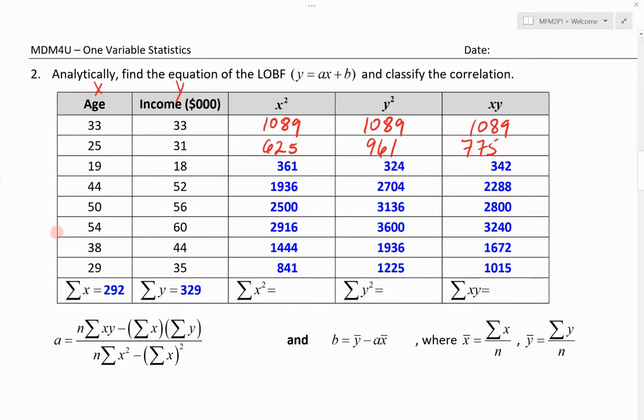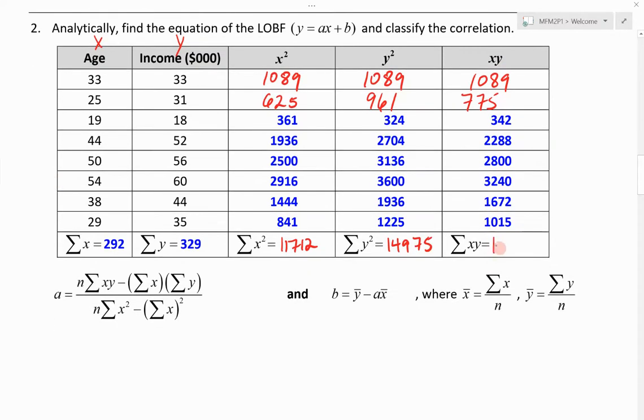Let's add up this column here of x squared. If I sum together all the numbers here for the x squareds, I get 11,712. If I sum all the values here for the y squared, you get 14,975. And if I sum all the xy's here, you get 13,221.